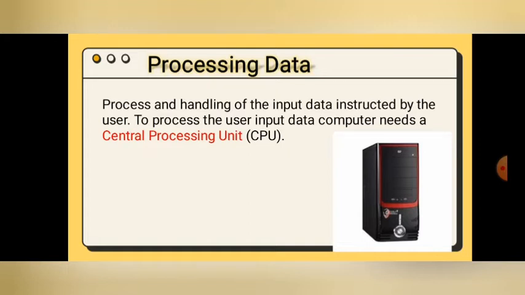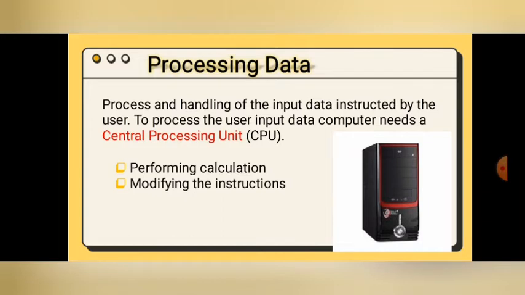The CPU takes data and instructions from the input devices and performs all types of calculations based on the instruction given. It consists of manipulating the data in different ways: performing calculation, modifying the instructions, coding, and executing the actions. All this process is done on the motherboard with the help of processor, power supply unit, and RAM.